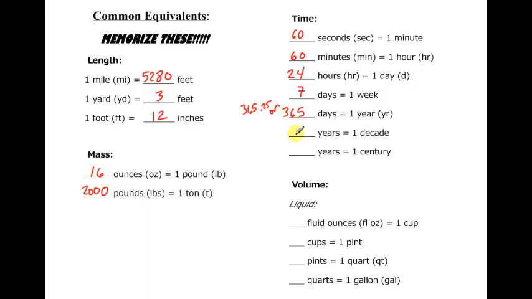For a decade, you get 10 years, and if you have 100 years total, that's 1 century. Okay, these are a little bit trickier for some people, and I don't know why, because this is what you use when you cook all the time. Maybe you need to make dinner more often.